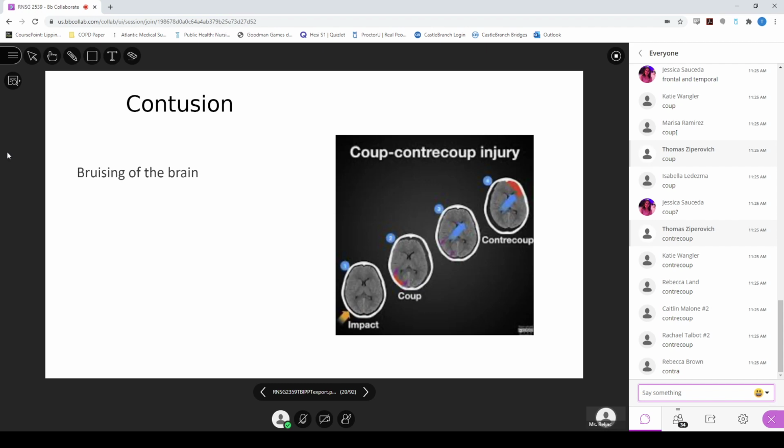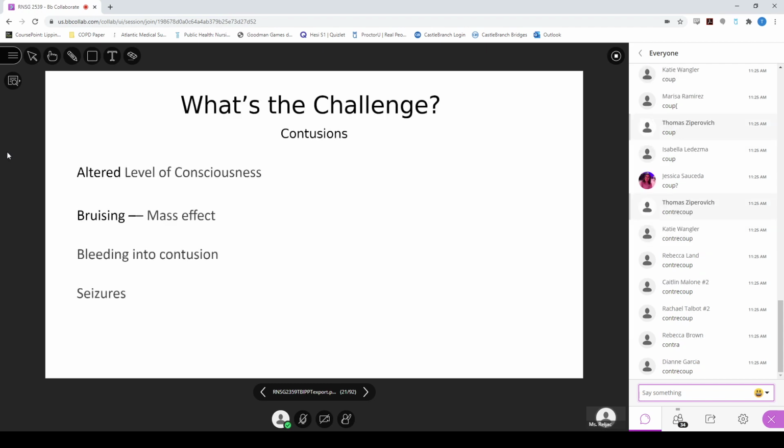Okay, so what's the challenge with contusions? So you have the altered level of consciousness. These patients can be conscious, they can be stuporous, which means confused, they're there but they don't really know what's going on, or they can be absolutely comatose. And when you're assessing these patients, are they confused, are they agitated? Do they need airway management? Are they alert enough that they're managing their own airway and able to handle their secretions?